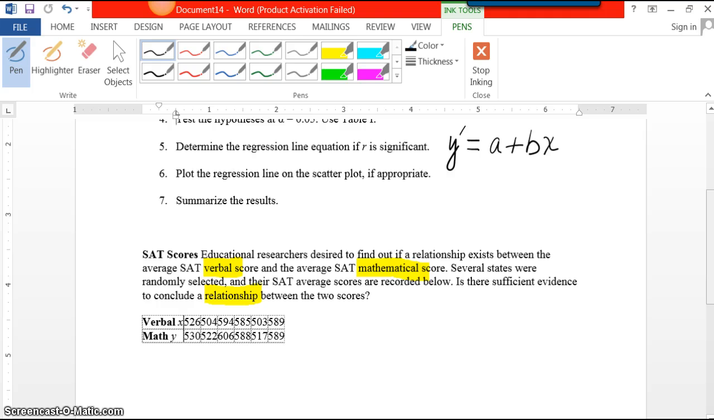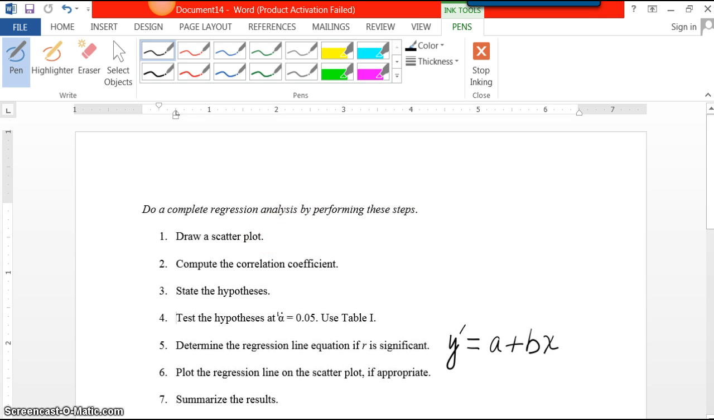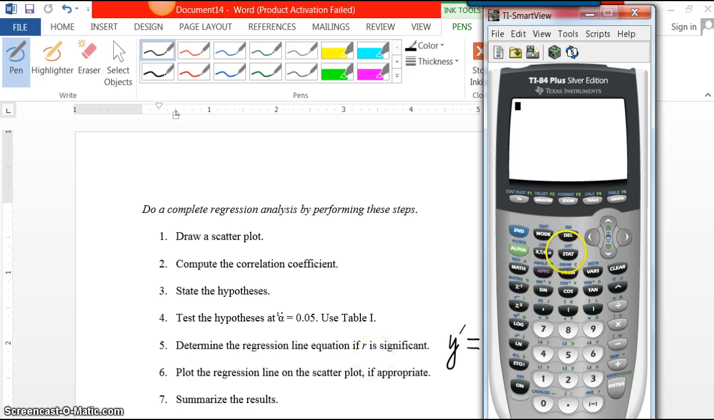So the first thing that we do is make a scatter plot. I'm going to show you how to make a scatter plot on your calculator. So what I've done is I've gone to Stat and Enter, and I've put the verbal scores in list 1 and the mathematical scores in list 2.